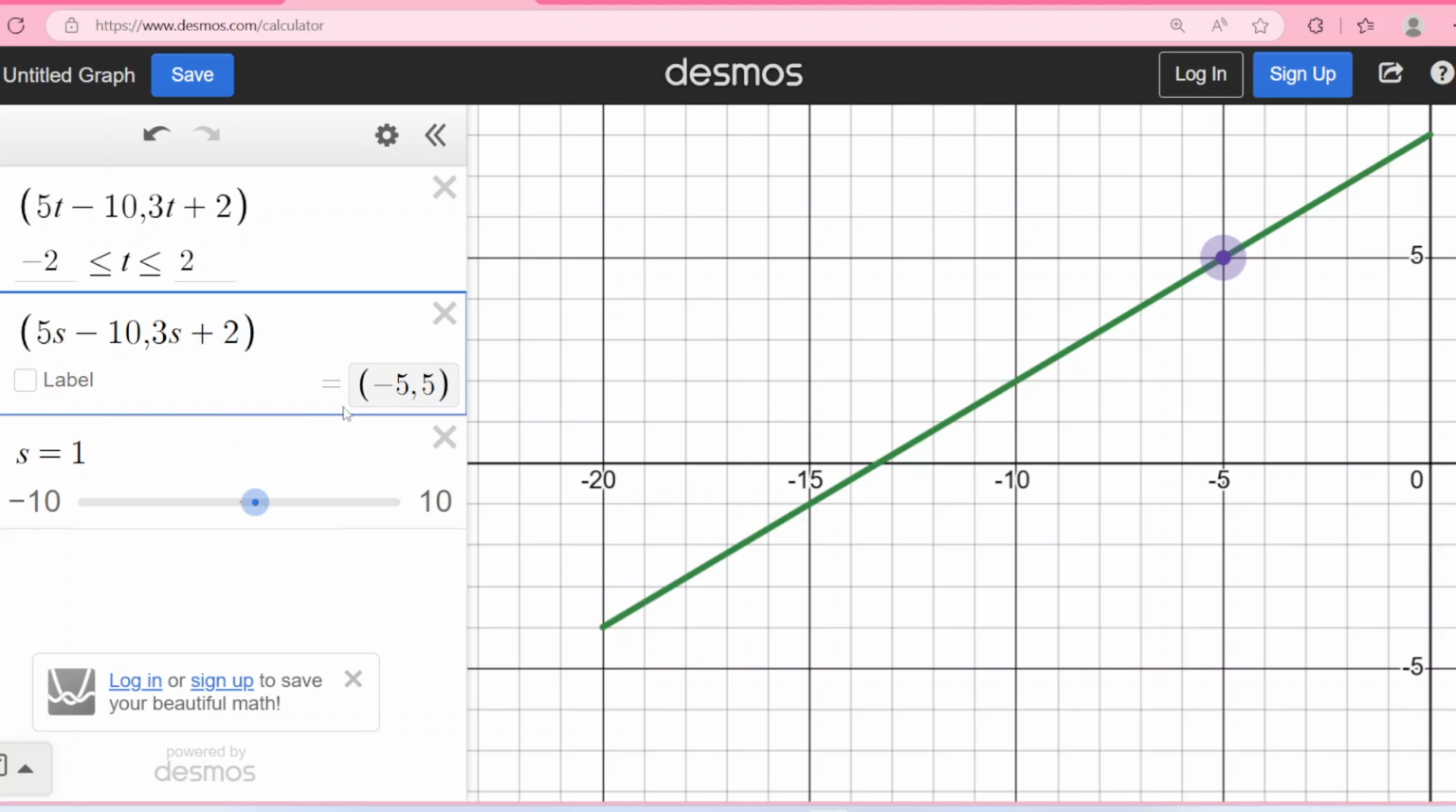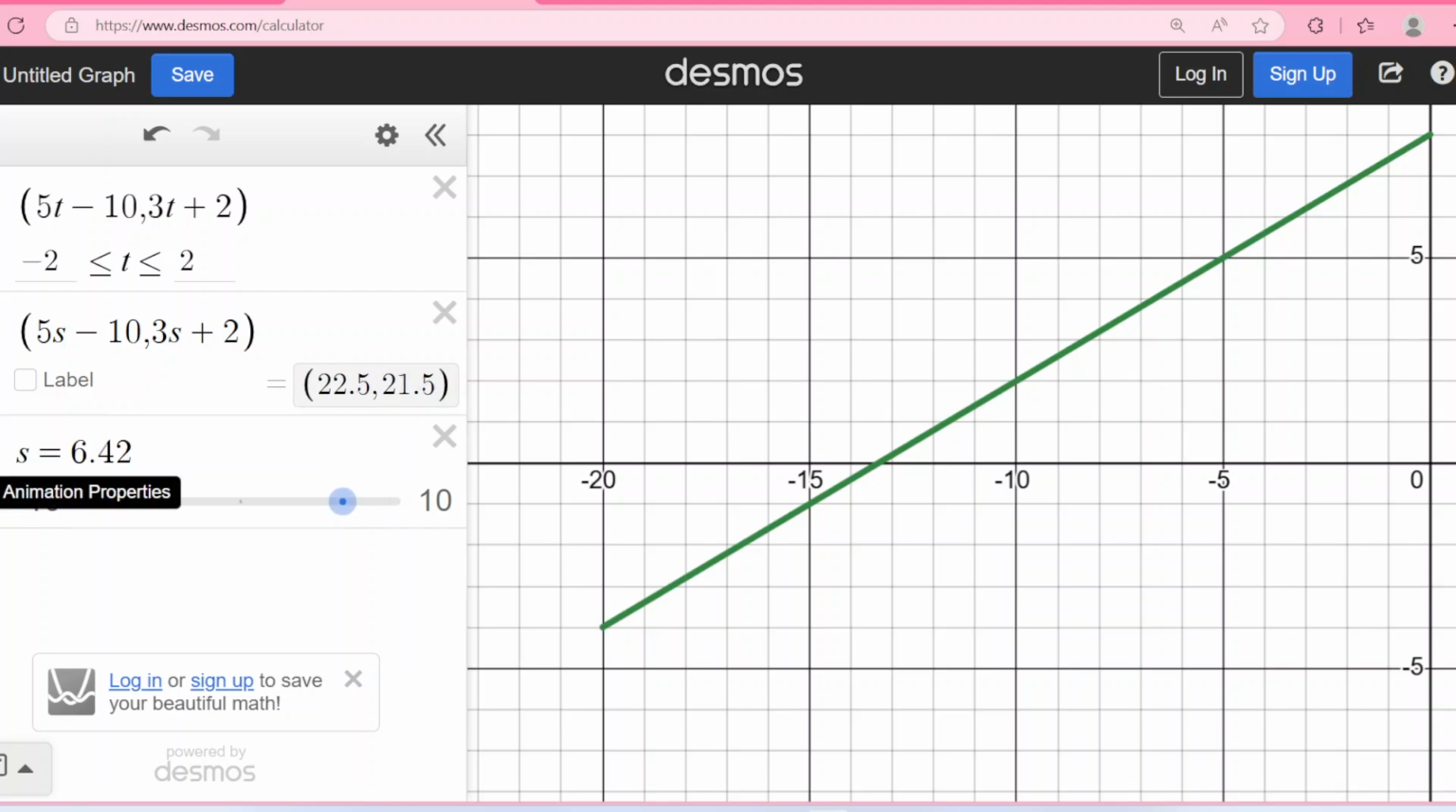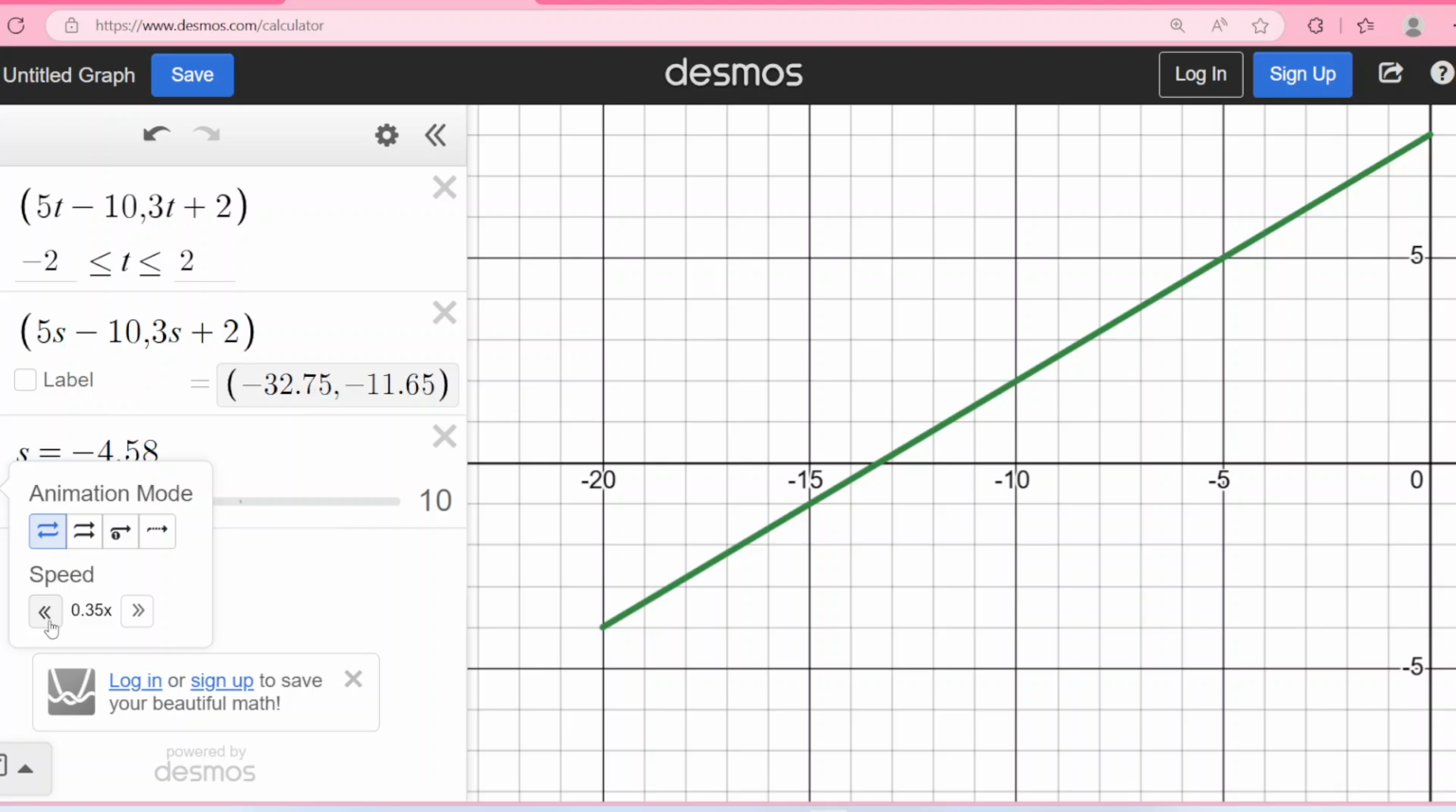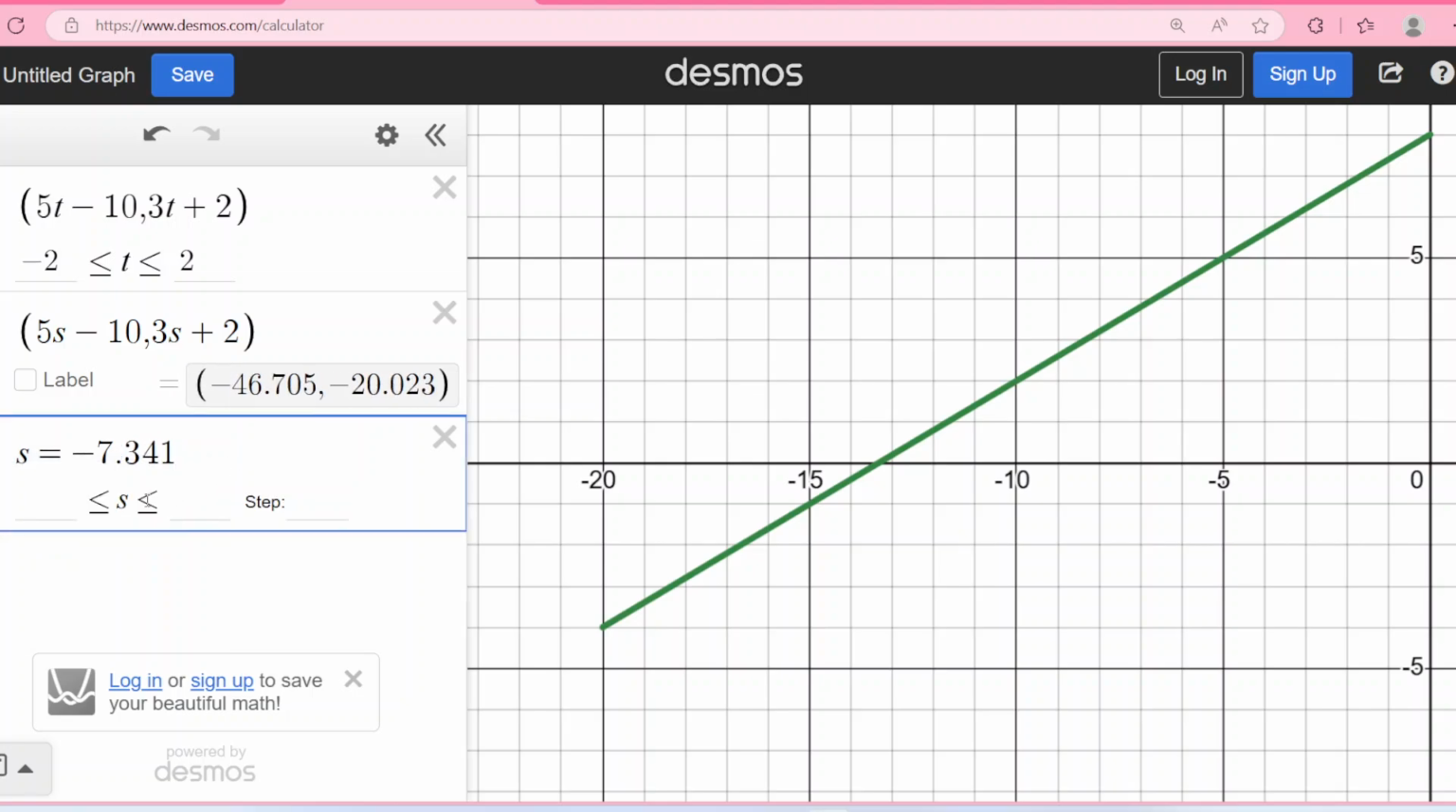So when t was 1, we're at the point -5, 5, and that was in our table. When t is 2, you're at the point 0, 8. When t is -2, see how you're at the point -20, -4, as we said in the table. And then if I hit play, you can see as the value of the parameter increases what direction the point is moving in. Maybe I'll slow this down a bit. Let's slow this down a tad. Maybe change it from -2 to 2 even.